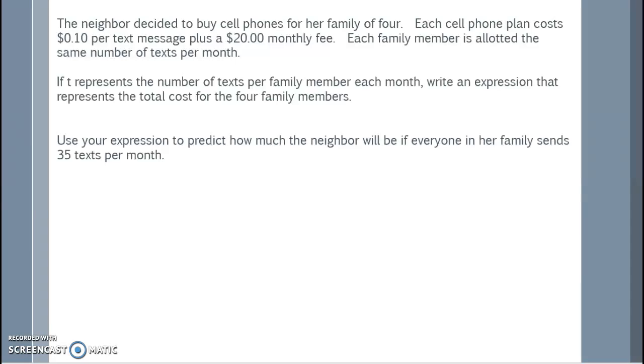The neighbor decided to buy cell phones for her family of 4. Each cell phone plan costs 10 cents per text message plus a $20 monthly fee. Each family member is allotted the same number of texts per month. If T represents the number of texts per family member each month, write an expression that represents the total cost for the family of 4.